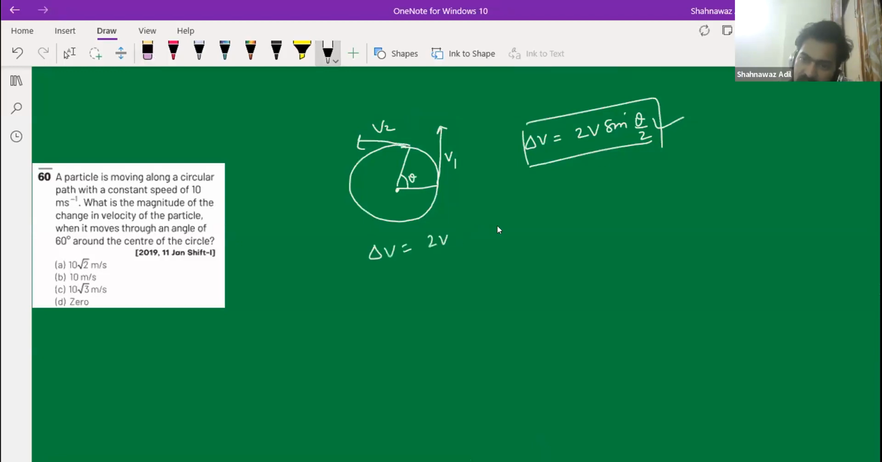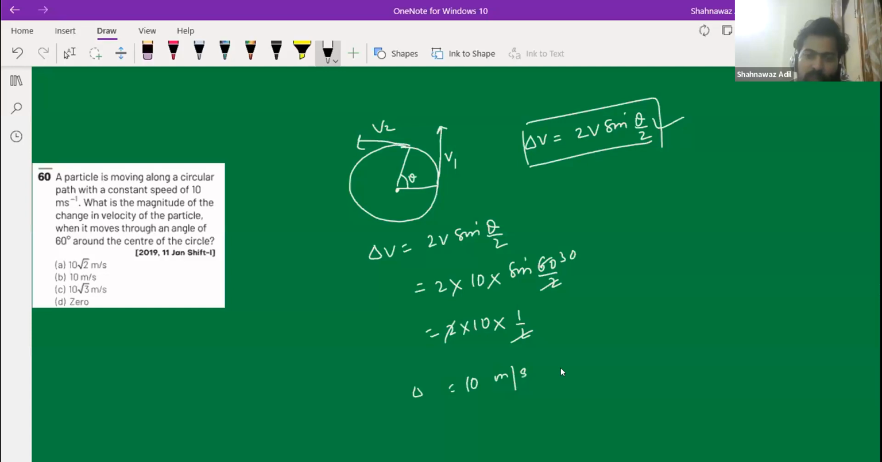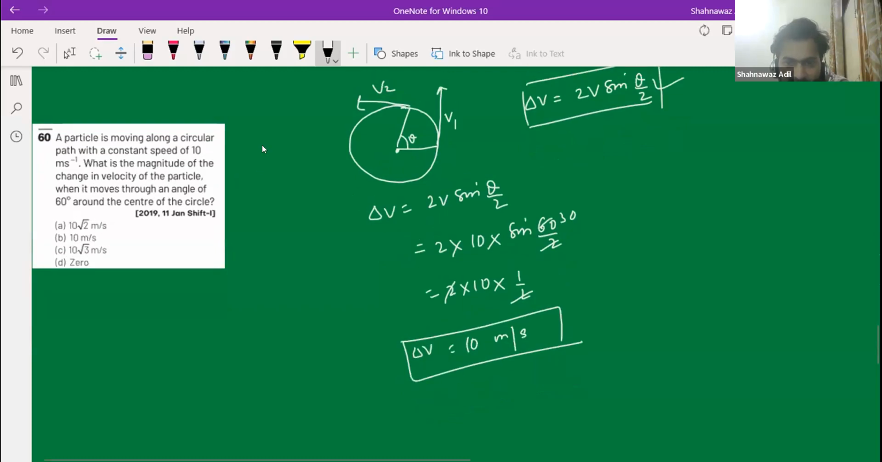So magnitude of change in velocity is 2V sine theta by 2. 2V is given, theta by 2, so sine of 60 by 2, that is 30. So 2 into 10 into sine 30, which is half. So this would be 10 meter per second. Right. This is the change in velocity of this thing. So this is the question. If it is clear, please note it down.